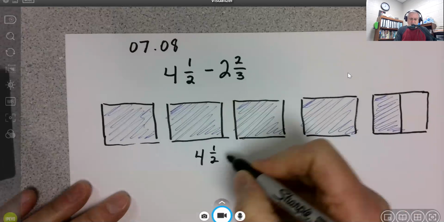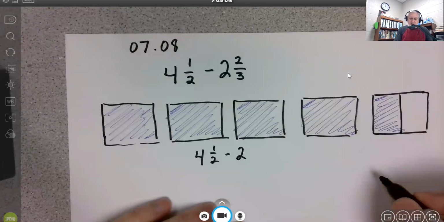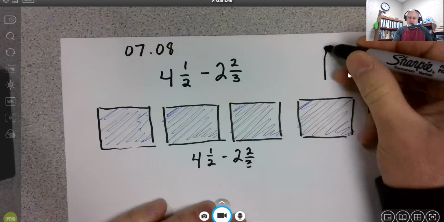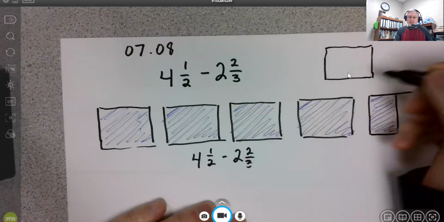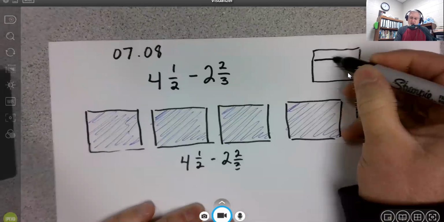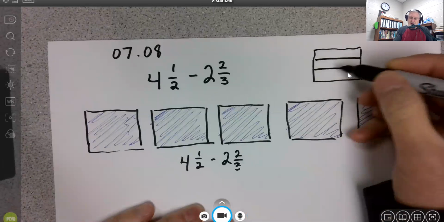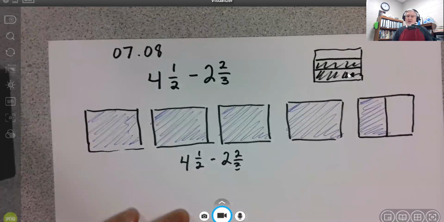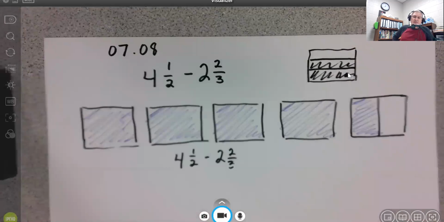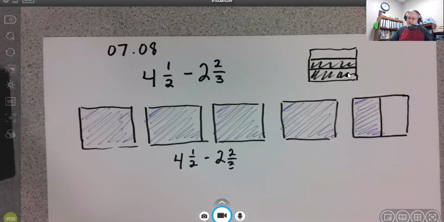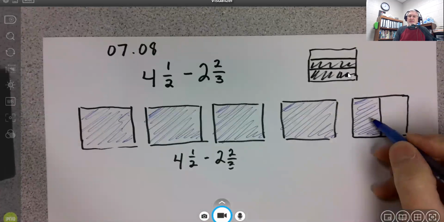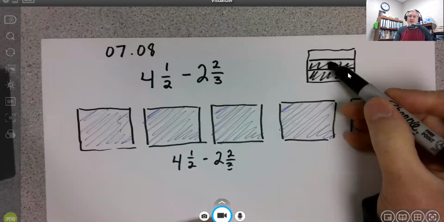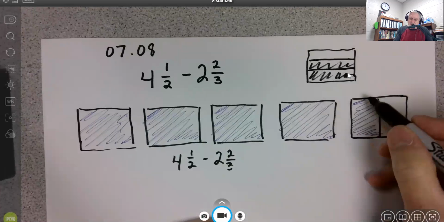So 4 1/2. Now I'm going to subtract 2 2/3. Well, remember how we make 2/3. I'm just going to draw it up here. I'm going to use horizontal lines, and in this case, I'm going to shade in 2 of those. So what I want to do now, just like we did when we added fractions with unlike denominators, is make this fraction look similar to this fraction with those 2 horizontal lines coming across.